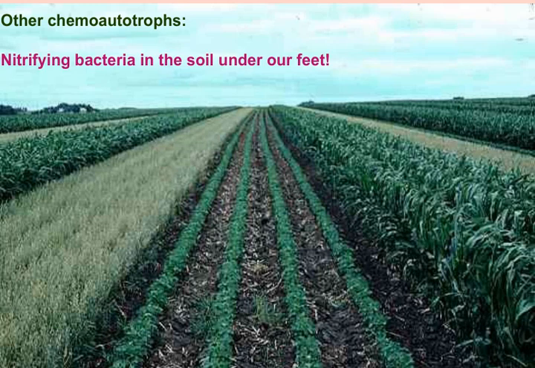Now, let's take a look at some other fascinating chemoautotrophs, specifically the nitrifying bacteria that live right in the soil under our feet. These bacteria are incredible because they can convert inorganic molecules into energy without needing sunlight or organic material. They play a crucial role in the nitrogen cycle by transforming ammonia into nitrite and then into nitrate. This process is essential for making nitrogen available to plants, which rely on it for growth.